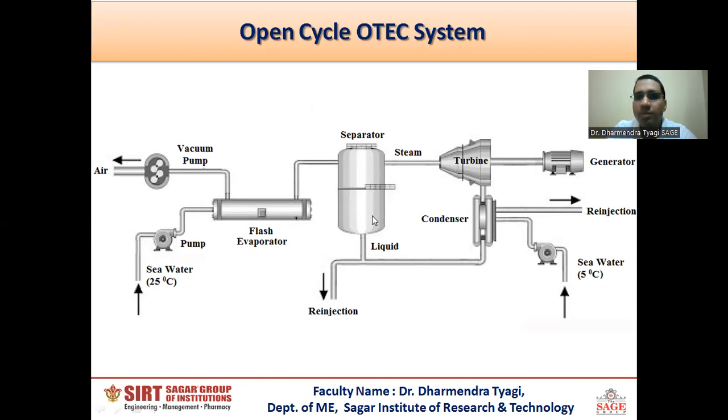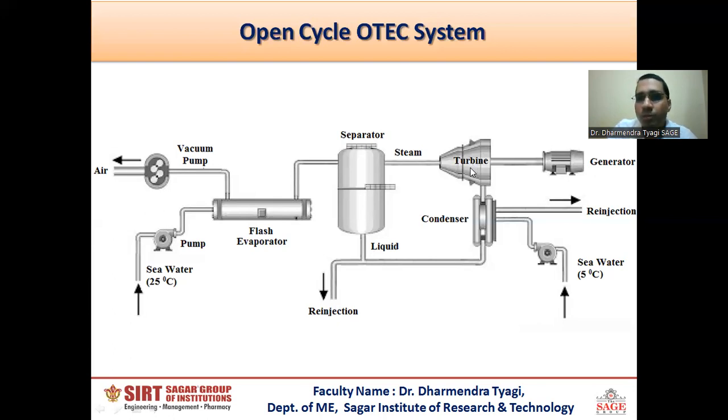There is one separator, also used to separate the steam and liquid water. The liquid water is injected back to the ocean, and the steam is used to run the turbine. So this is the steam turbine.